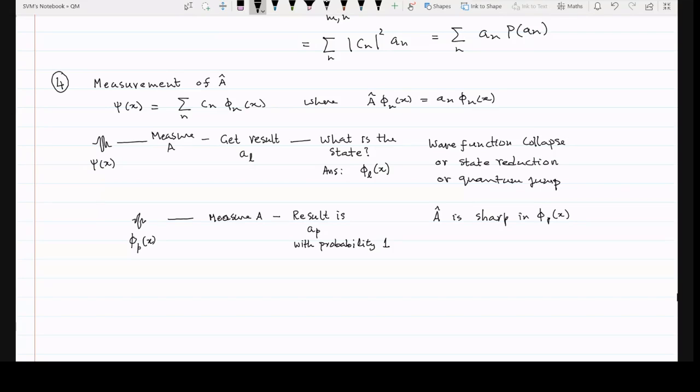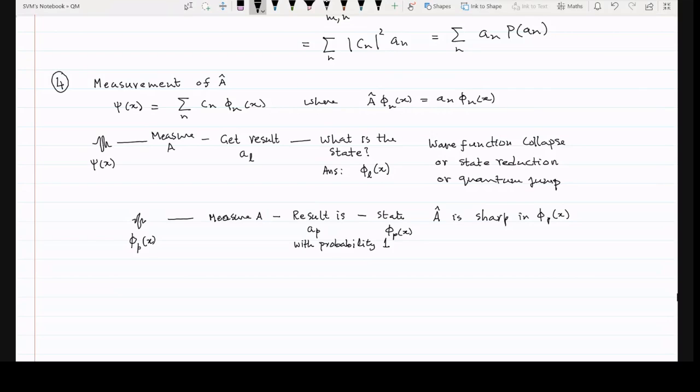Now, what happens to the state after the measurement? The state is phi p only. There is no change. This is one scenario, when A is sharp in this state. If the incoming state is an eigenstate of A, then the result is the corresponding eigenvalue.